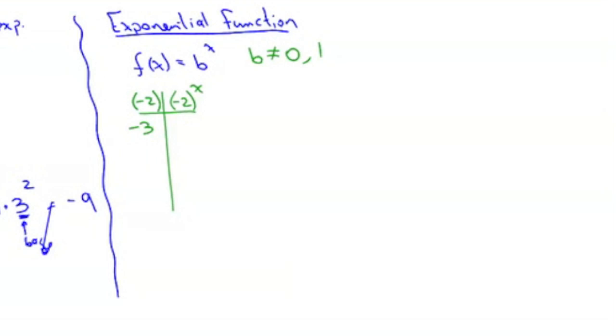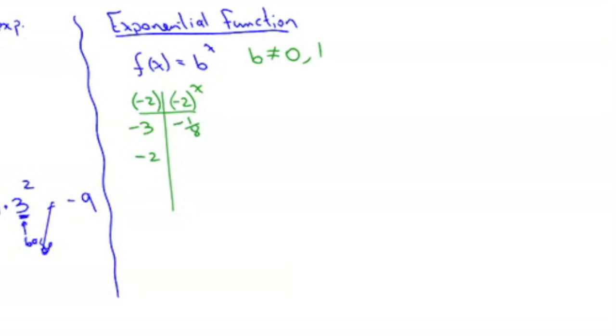You have to go back to this law over here. If you see a negative exponent, it's on the wrong side of a fraction. So -2 to the -3 power, put it in the bottom, is the same thing as 1 over -2 to the 3rd power. What's -2 to the 3rd power? -8, right? So this becomes -1/8.